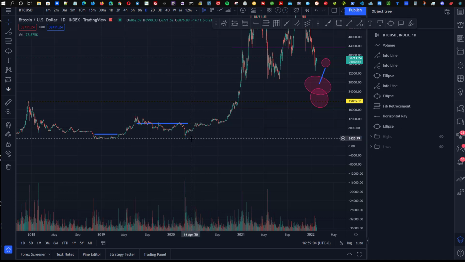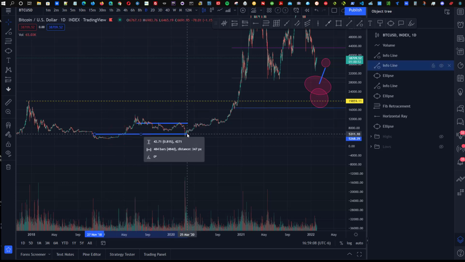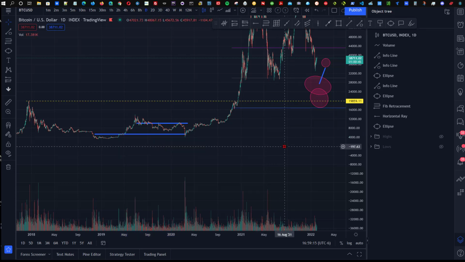So that's one thing to keep in mind. So let's look at this total time. This total time is right around 476 days. Let's cut that in half. Let's say it's going to be 225 some odd days.